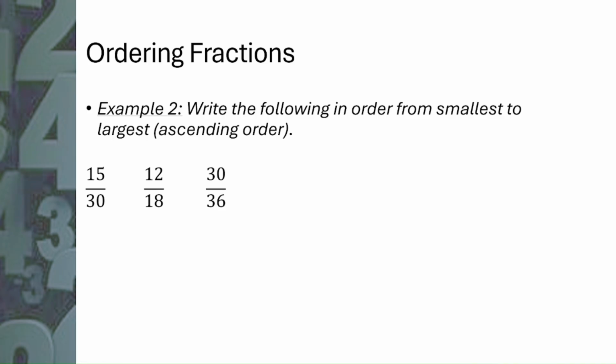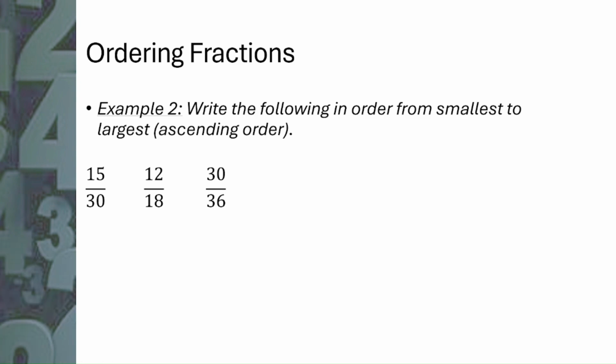Example 2: write the following in order from the smallest to the largest. Again, we do call that ascending order. Ascending is smallest to biggest. You can think about this in terms of mountain climbers who like to ascend mountains. And then, of course, they like to descend mountains. So coming back down again from the biggest to the smallest is a descent, or descending. That's a good way to think about that.